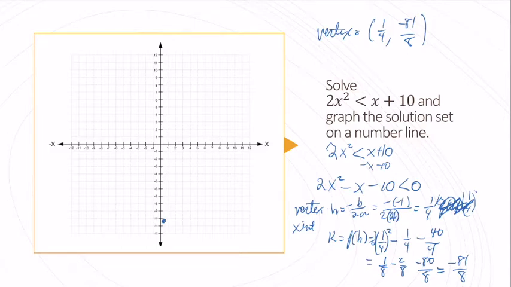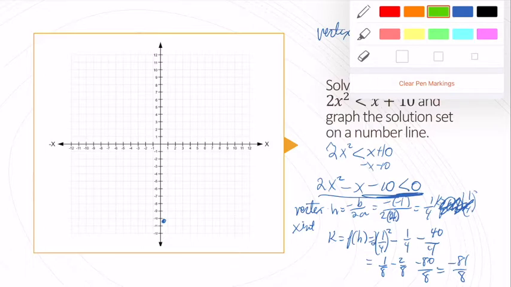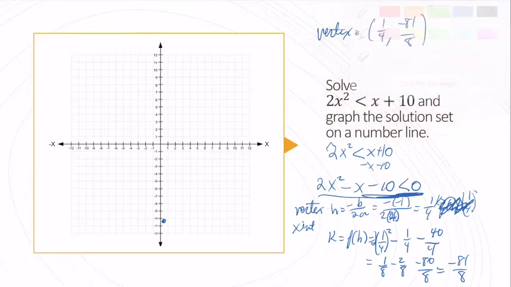This is going to be crucial for knowing when my function is less than 0. So let's go ahead and clear some space and change colors because we love a good color change. So I found my vertex. Go me. You can do it too.